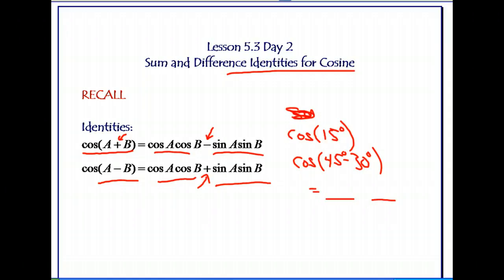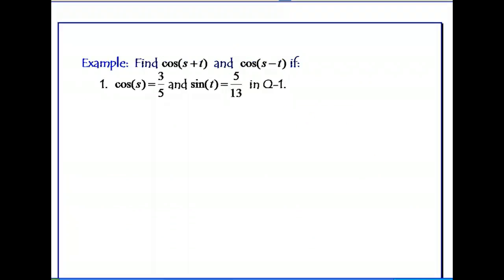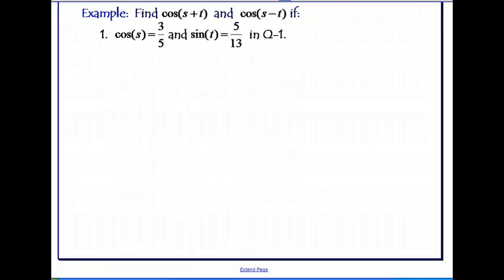And then we went through that identity to figure out what the cosine of 15 would be. Today I want to show you 2 more problems that use these same 2 identities, and they also involve one prior identity, so it's kind of a nice review. If you can put this all together, you will be in a very good spot. Okay, so here's the question. Find the cosine of s plus t and the cosine of s minus t if they tell you the cosine of s, then it might seem a little strange, but they tell you the sine of t.